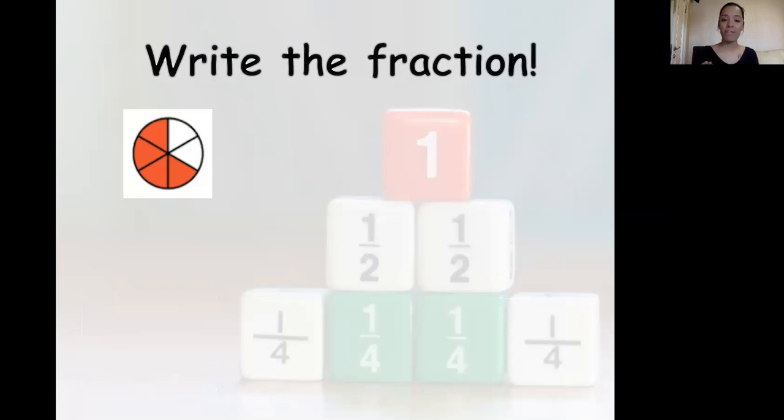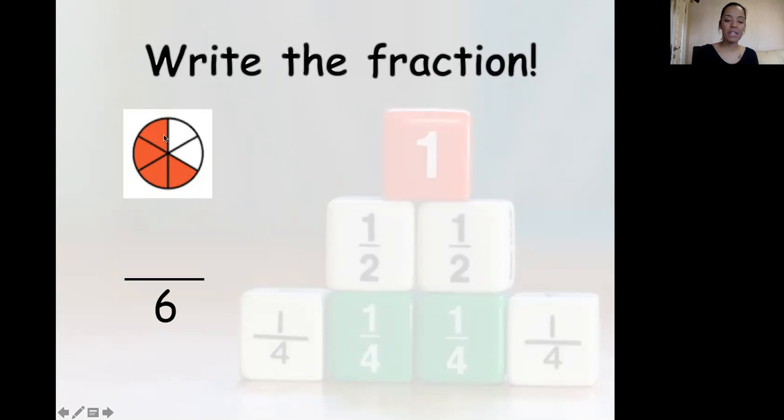Remember that when we write a fraction, we draw a line, okay? And we know that there's a number that goes at the bottom and the number that goes on the top, all right? If we look at the fraction, we're going to count all of the pieces, okay? 1, 2, 3, 4, 5, 6. That's our total number, and that number goes at the bottom, okay?